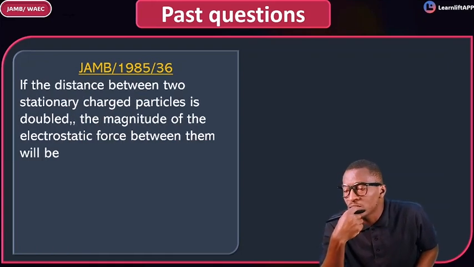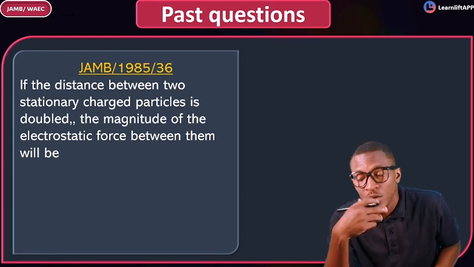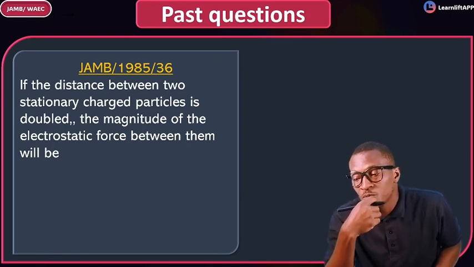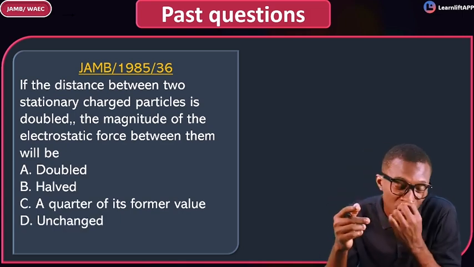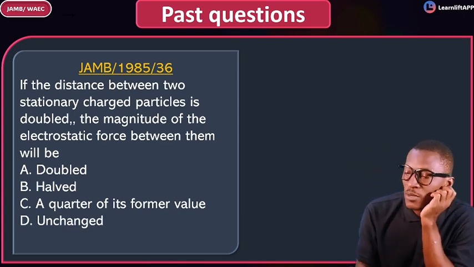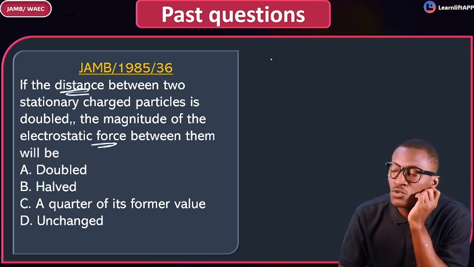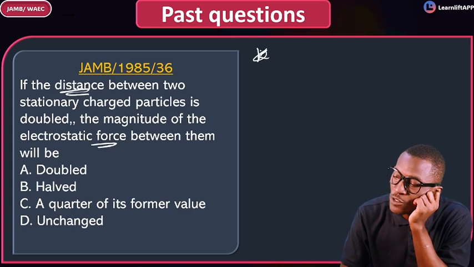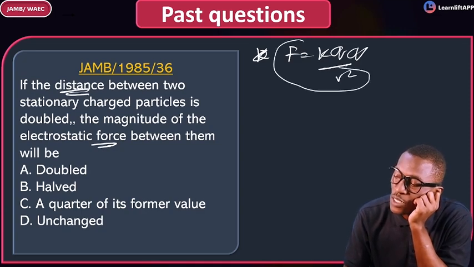We're told, JAMB 1985: if the distance between two stationary charged particles is doubled, the magnitude of the electrostatic force between them will be... Now, that's a relation question. If you're following me, you should know that we have talked about relation many times. They're talking about distance and force. And according to Coulomb's law, we know that force is equal to kQ over R squared. So they're only focusing on force and distance.